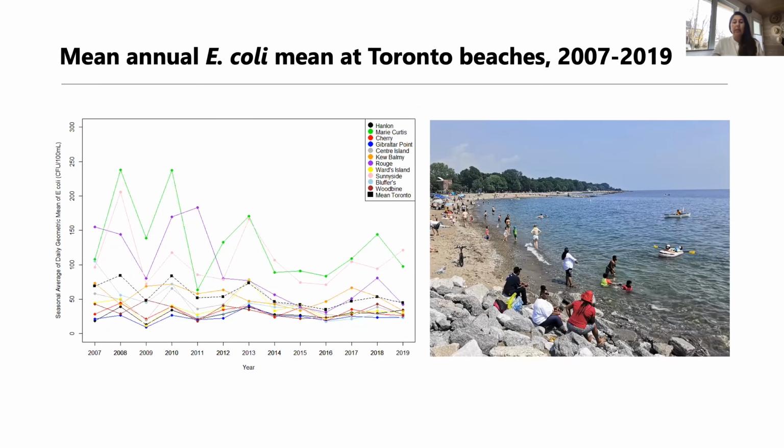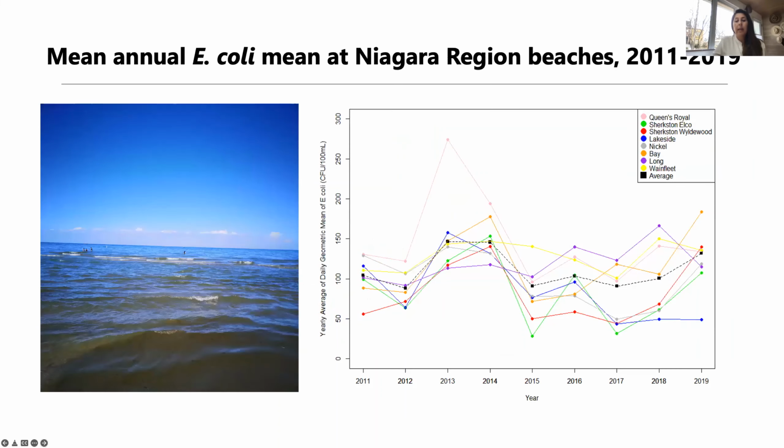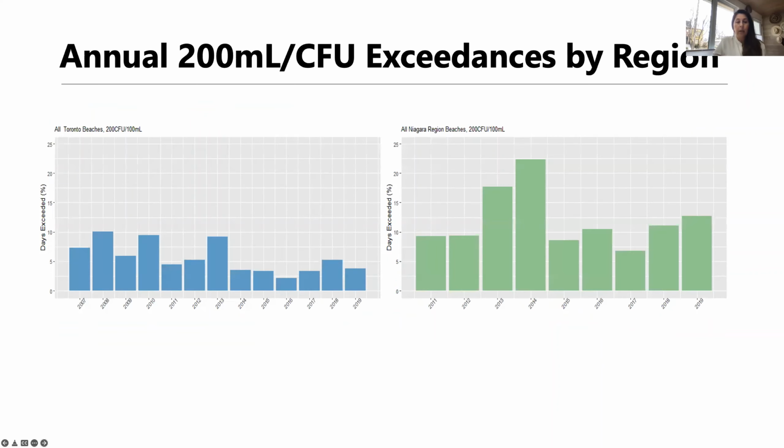So looking at our data across time in Toronto, we were able to obtain data from 2007 to 2019 from Toronto Public Health. And we can see that there's quite a variability between the beaches throughout time. Green, for example, represents one beach. We can see that they reach higher E. coli levels annually earlier on, coming down a bit at the end, but we can see that there's variation happening between beaches. Similarly, in Niagara, we see that there's a bit of dispersion of the data. But another way we can look at this is by looking at exceedances.